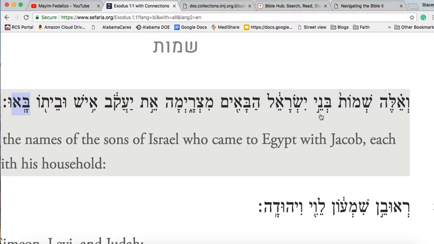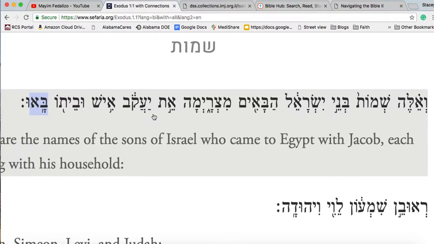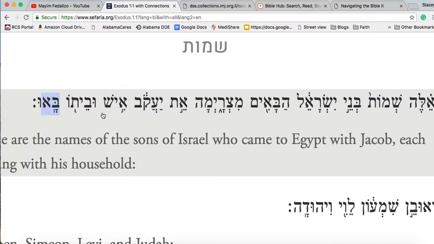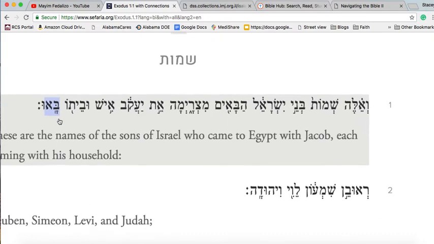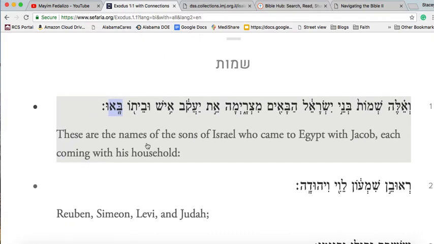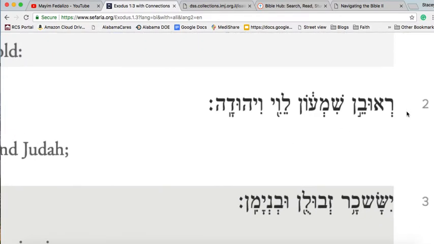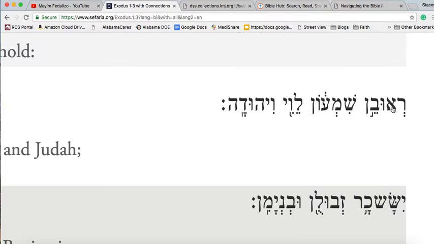Ve'ele shemot b'nei Yisrael, haba'im mitzrayma, et Yaakov, ish u'beto ba'u. Okay, and then here's a translation for it. These are the names of the sons of Israel who came to Egypt with Yaakov, each coming with his house. All right? So let's go on to the next verse here. And this is fun because now we're just going to get into a list of names. And you know all these names.